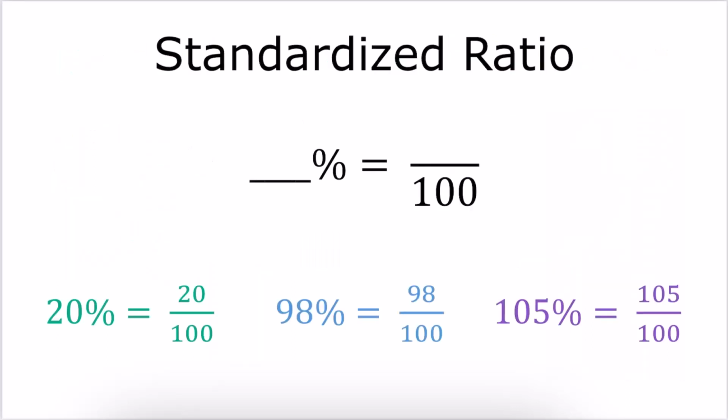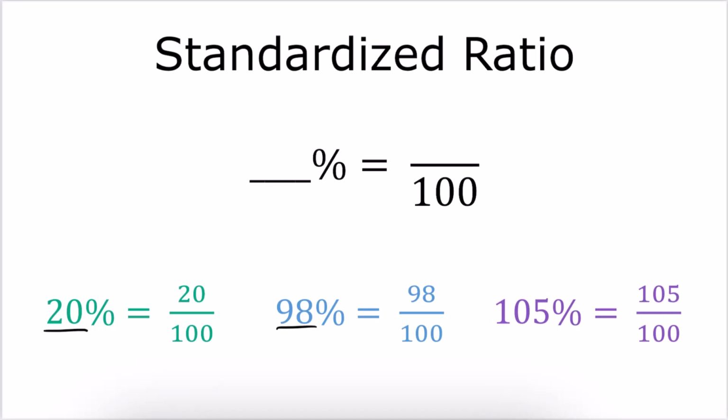And this is a great introduction to percentages as being a standardized ratio. So, whenever you see a percentage, it's basically saying that the number is over 100 or out of 100. So, if you have something like 20%, that means you have 20 out of 100. If you have 98%, that means you have 98 out of 100. And if you have 105%, that's 105 out of 100.